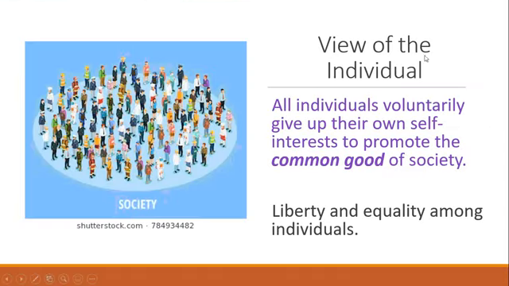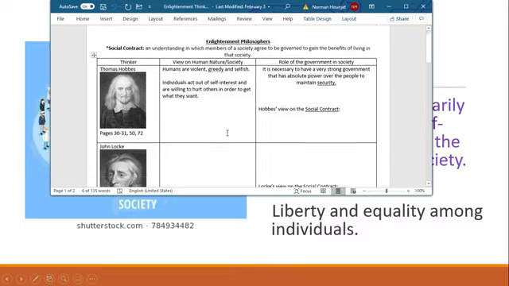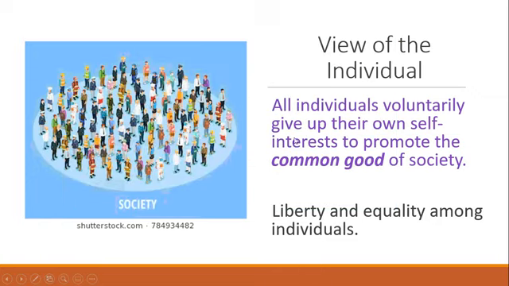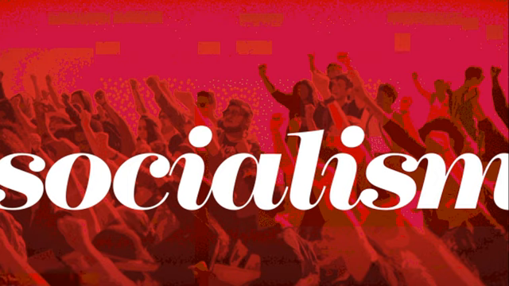Okay, so on the view of the individual, you can toss that in there. Okay, for J.J. Rousseau, if you have a little bit of space, add this purple stuff right in there. All individuals voluntarily give up their own self-interests to promote the common good of society. So by living together in a society, we're choosing not to act out of self-interest and not be selfish. Instead, we're going to do what's good for all members of society. Okay, his ideas contributed to a different ideology called socialism, which is a more collectivist ideology, and one that you're going to learn about later on in this course.